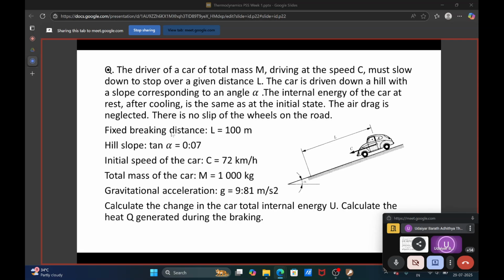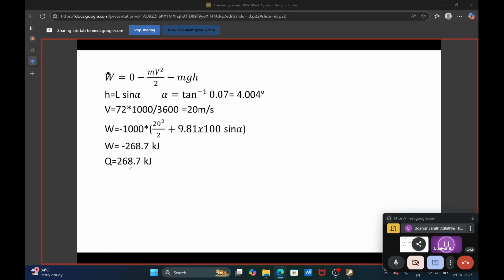So what happens here is they asked to find out the heat which is generated during braking. Whatever work you are applying to bring down the energy, where will it go? It has to go somewhere. It has to get converted to something. So you have initially a higher amount of energy and you have brought it to 0. So it has to get converted to something else. You don't see anything. So in this case, everything gets converted to heat and dissipated to the atmosphere. So whatever work you are doing gets transferred to heat. So Q is 268.7 kilojoule in this case.